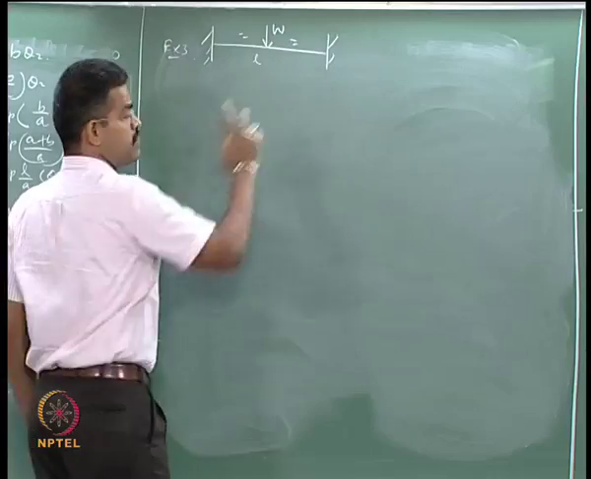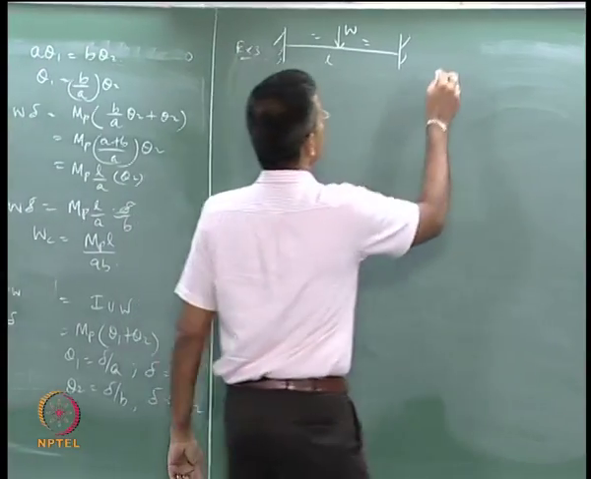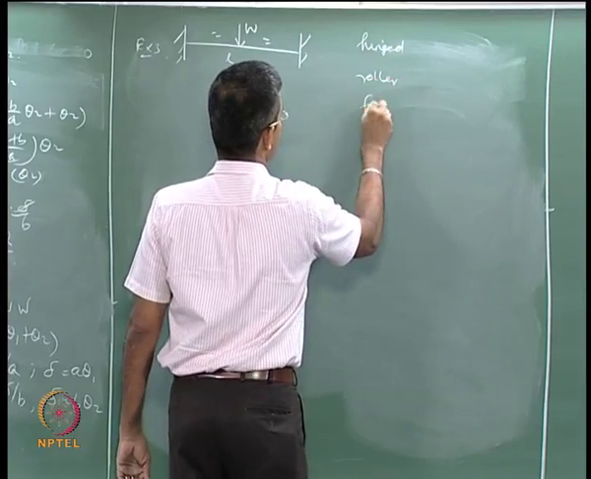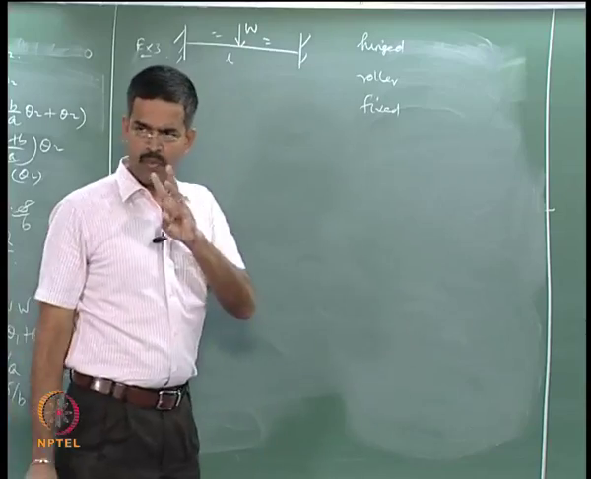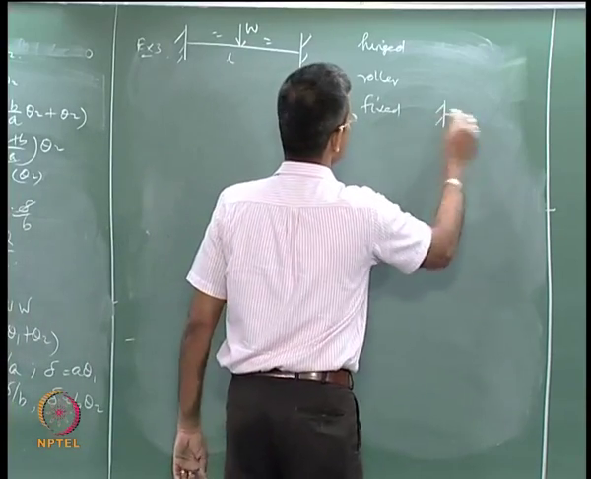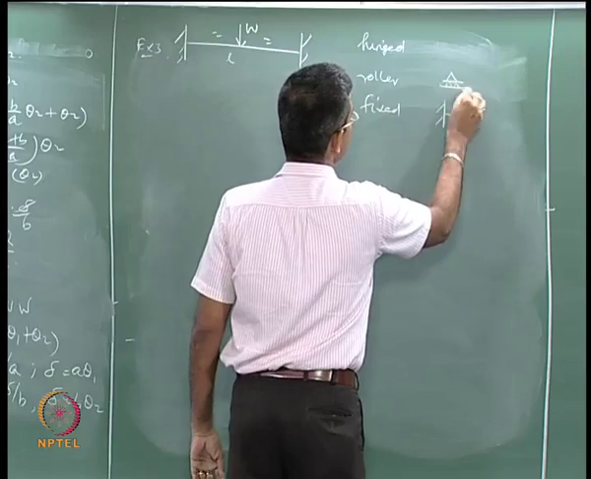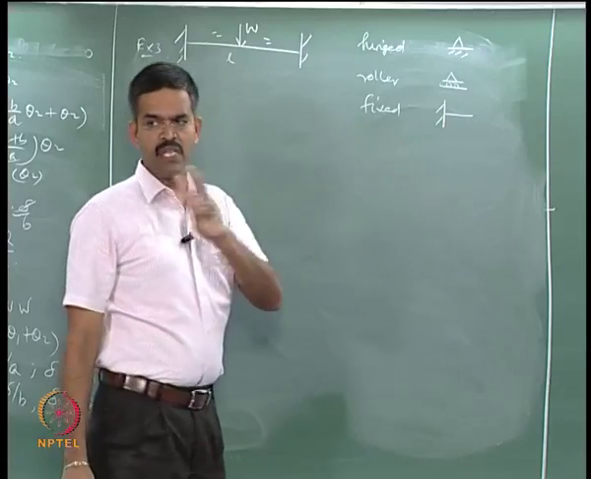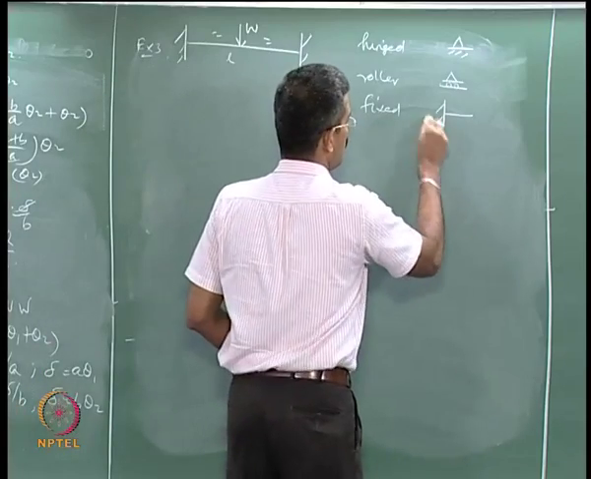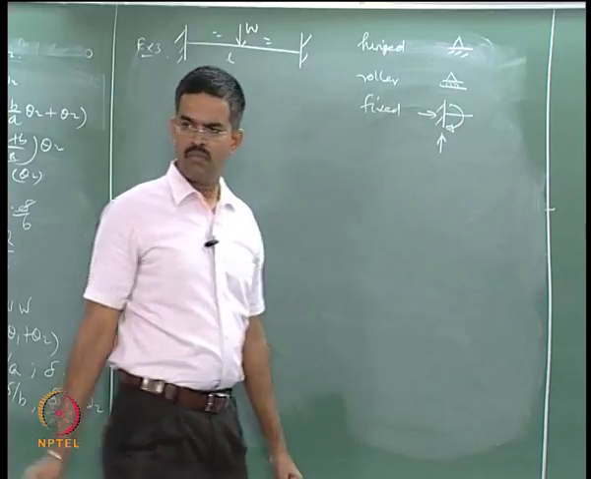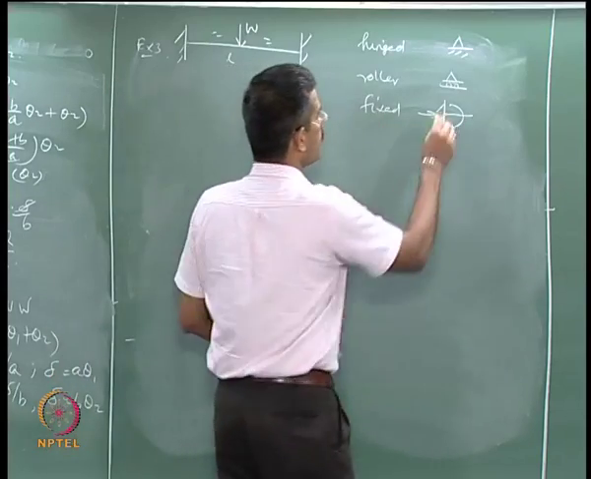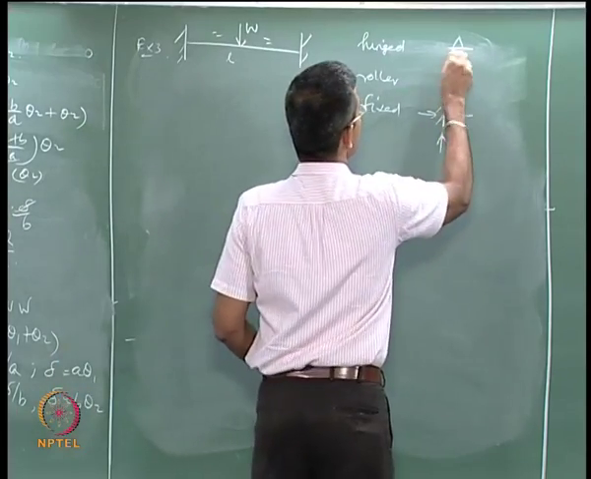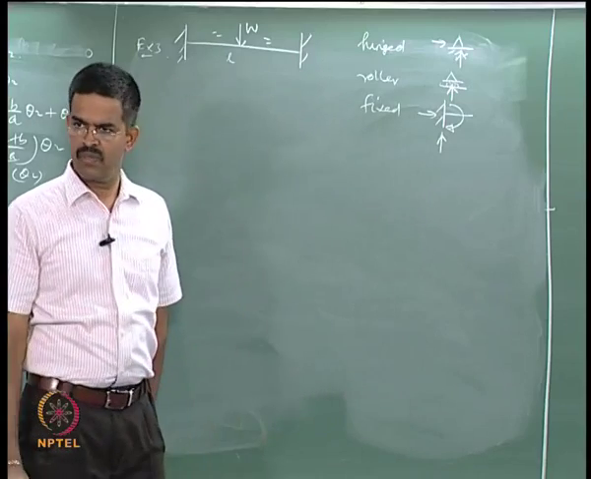There are three kinds of supports we have in general. One is what we call as a hinged support, roller and fixed. The three supports, how are they marked? Fixed is marked like this, roller is marked like this, and hinged is marked like this. Okay. Fixed will offer three reactions, one vertical, one horizontal and one moment. Roller will offer only one reaction, which is vertical. Hinge will offer two reactions, one is vertical and horizontal. Okay.